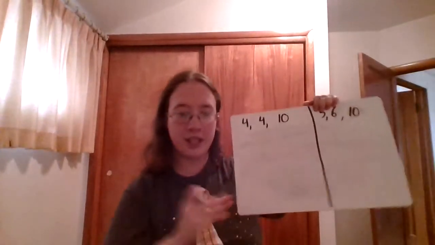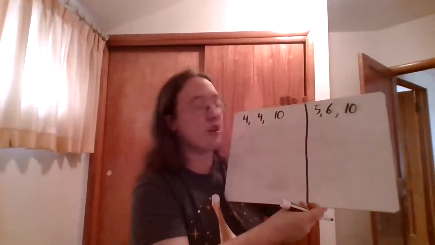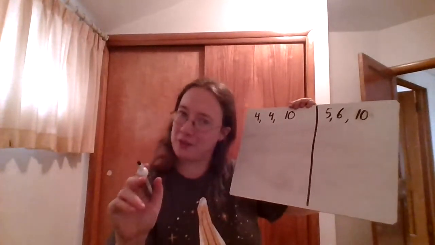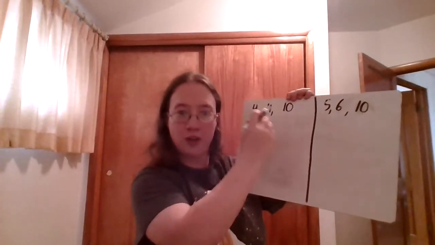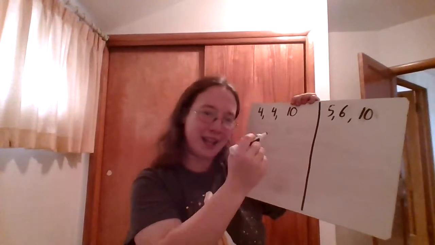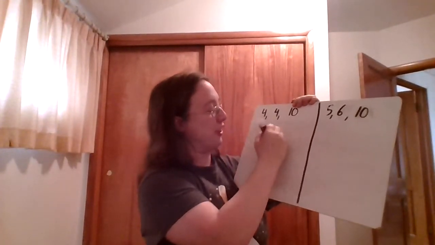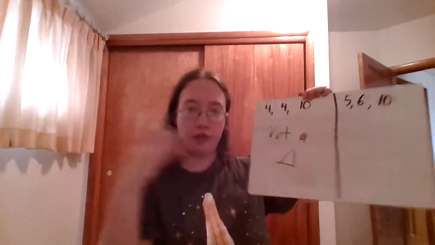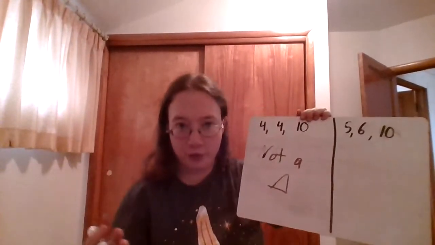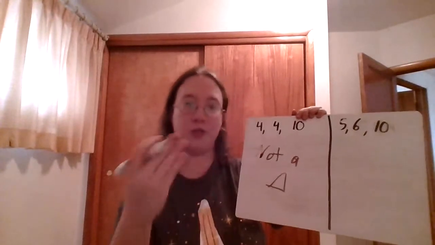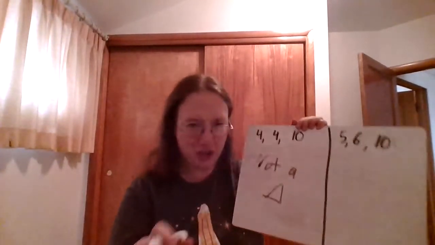Just a couple more examples of that. If we've got 4 and 4 and 10, remember again, we want to make sure it's going to be a triangle first. So if we have 4 plus 4, that's only 8. That's not bigger than 10. So this is just not a triangle. And if it's not a triangle, then you don't have to go through and figure out whether it's an acute triangle, an obtuse triangle, or a right triangle. It's just not a triangle.